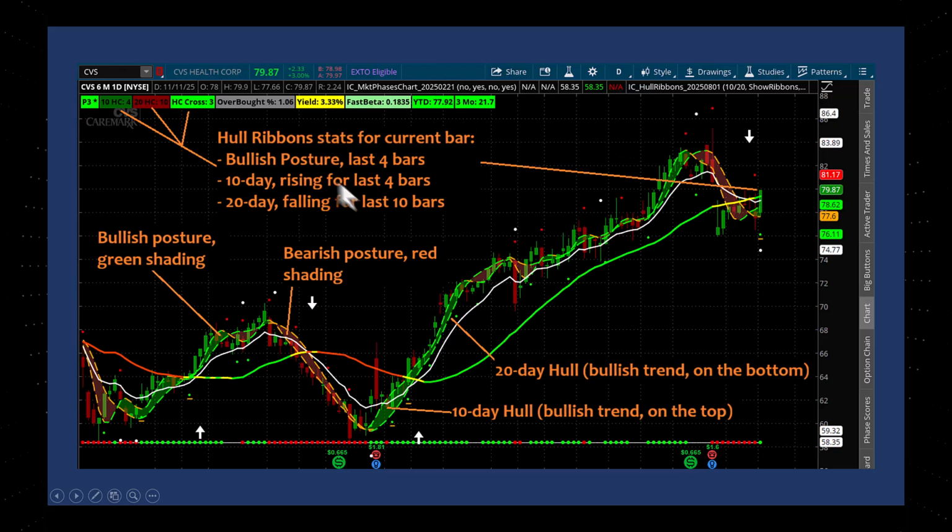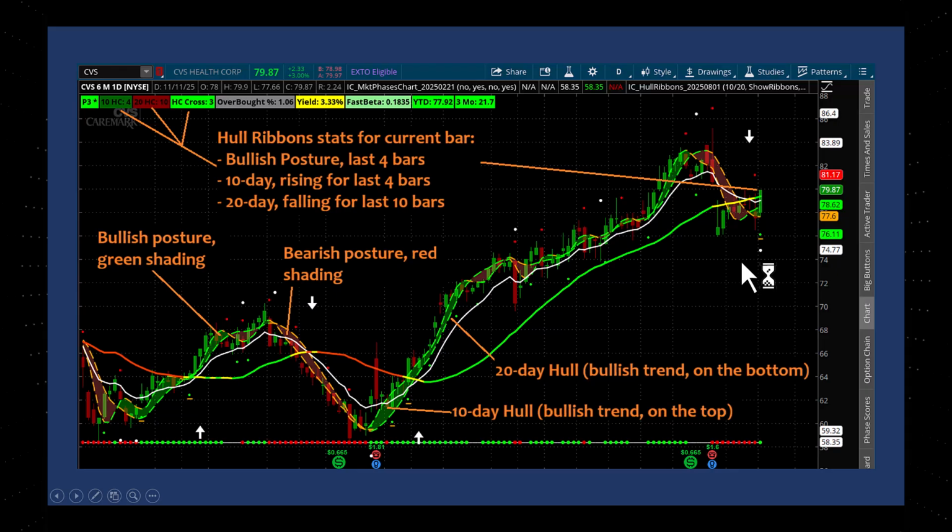So, from a timing perspective, James would say, if the 10 goes green, that counts as 1. And if the 20 goes green, that's 2. And if you get a crossover, that's 3. And some variation of that is basically, when do you want to get into the trade? So from his 1, 2, 3 timing scenario, this is probably a good spot to think about making an entry based on what we see on this chart.